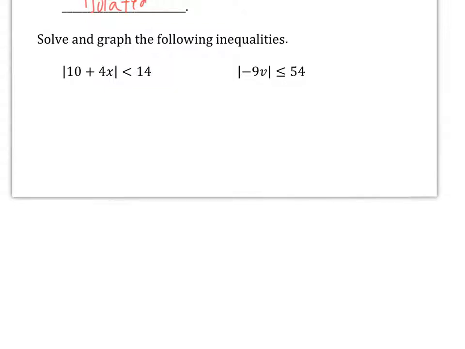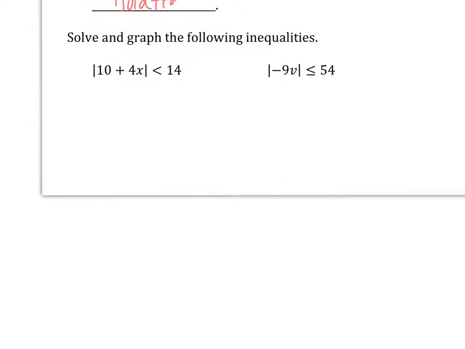All right, now we will solve and graph the following inequalities. So I have the absolute value of 10 plus 4x is less than 14. So I'm going to break this up into two inequalities. One is exactly how I see it, and the other will change here in a moment. So 10 plus 4x is less than 14. The second case is 10 plus 4x is greater than negative 14.